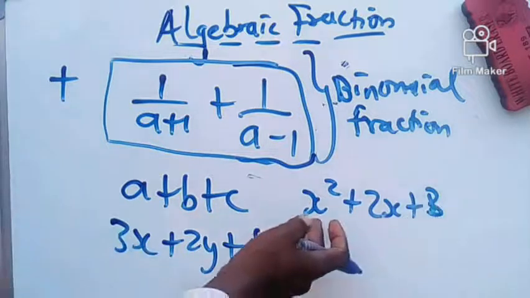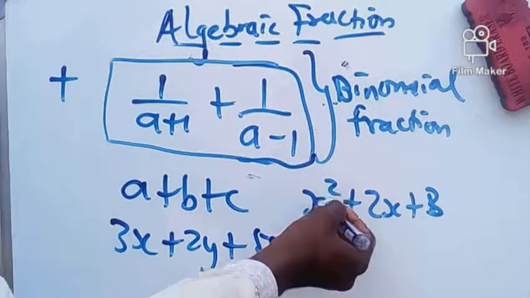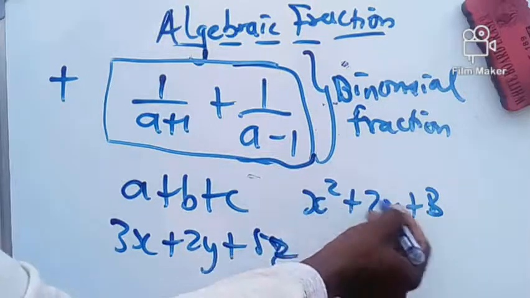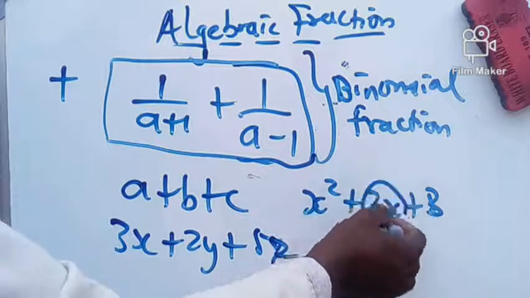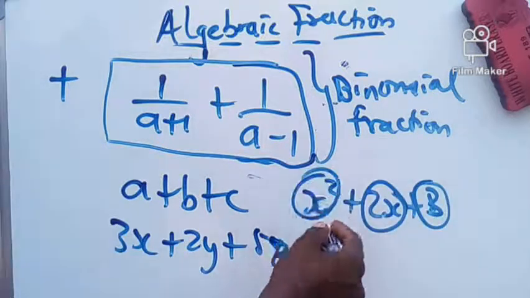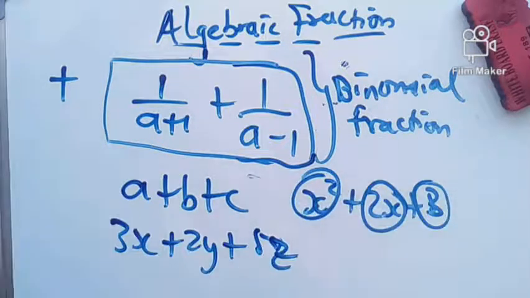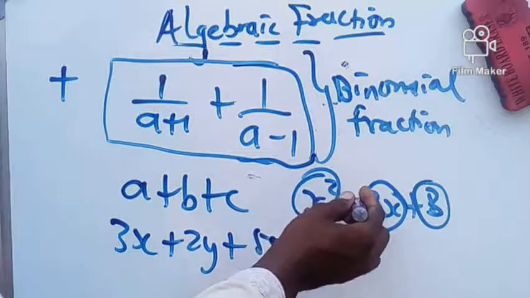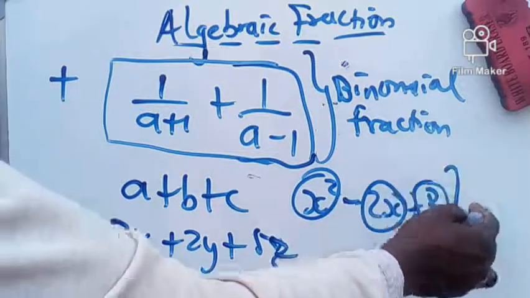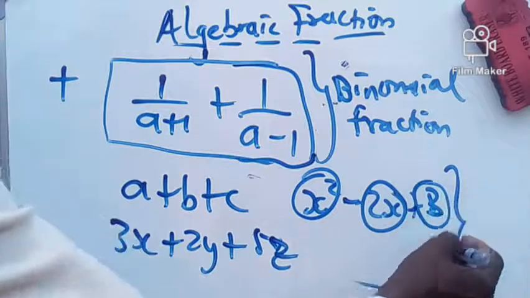Somebody will say this is x and this is s. Notice that this one is x squared and this is x. Two of them are not the same thing. So this is a different term, a different term, a different term. Because we have three different terms joined together by addition or subtraction, we call this type of expression trinomial.